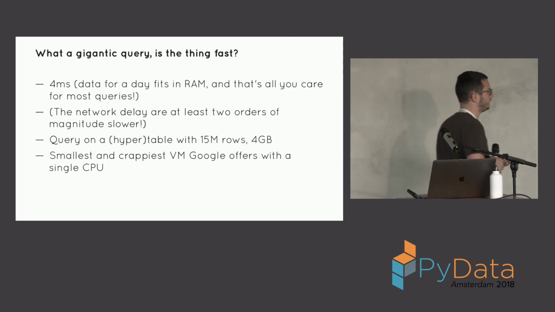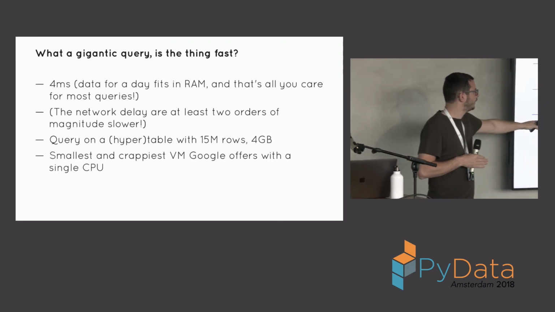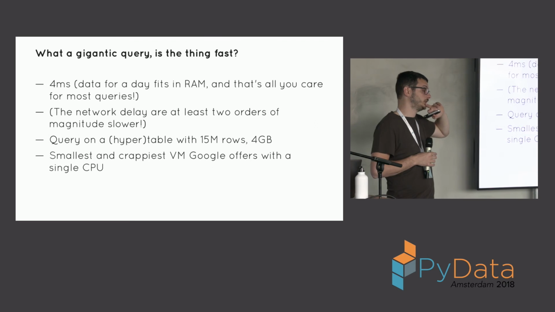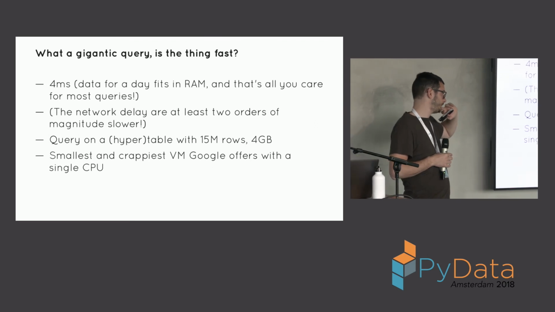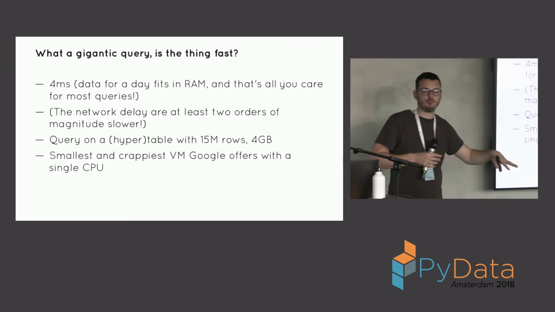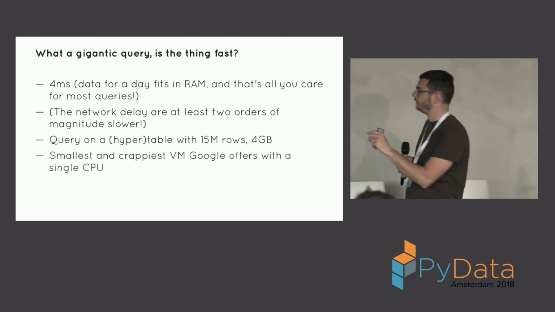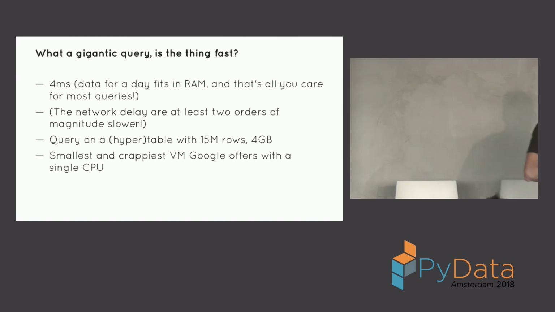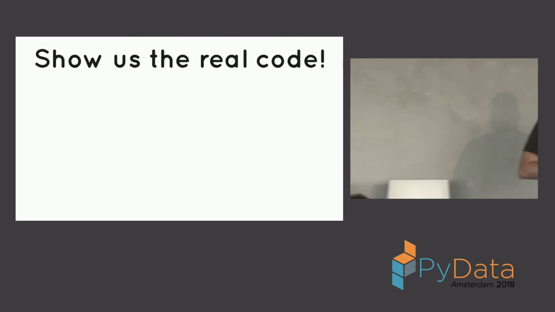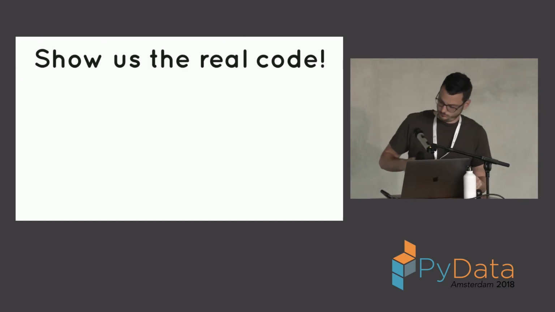Half a second. And this is for a query on a table with 50 million rows, 4 gigabytes of data, and on the smallest and crappiest VM Google offers with a single CPU. So if you go higher, you can get much better results. Now show us the real code.